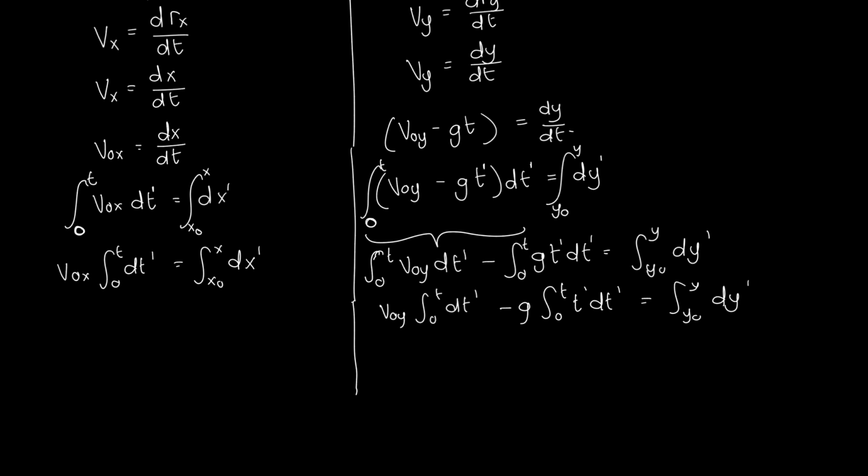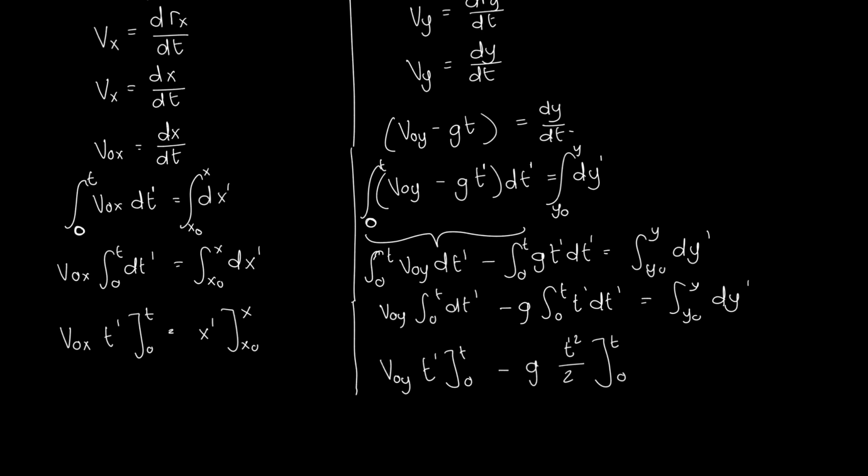So let's do our x side first. It's going to be v0x t prime from 0 to t, x prime from x0 to x. And then let's do our y side. We're going to have v0y t prime from 0 to t minus g, this is going to be t prime squared divided by 2, from 0 to t. And then we're going to have y prime, y0 to y.